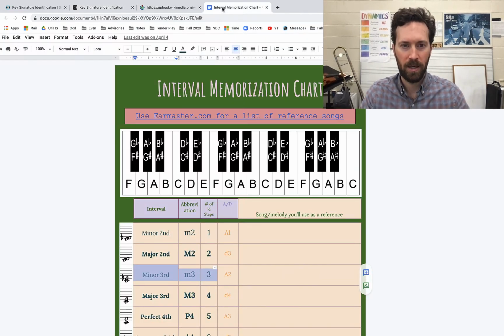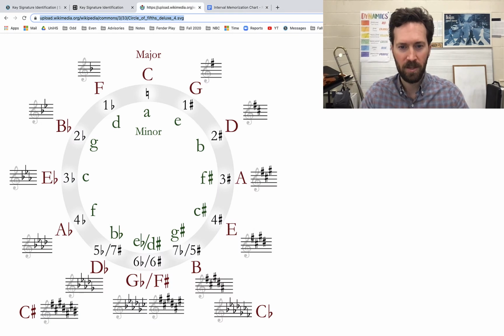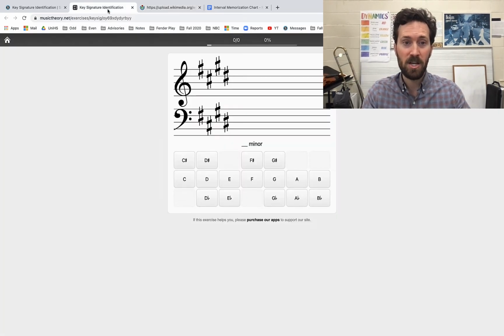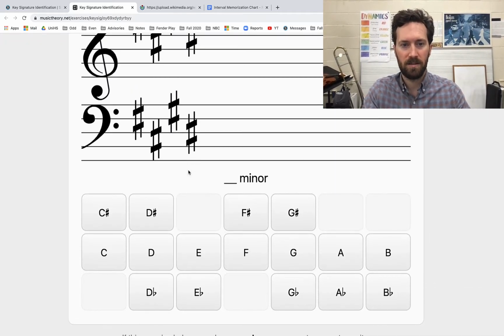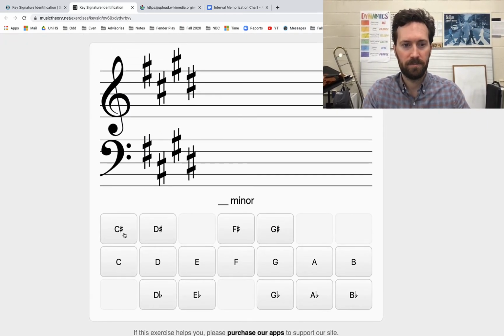So we will look at our circle of fifths. We'll find on the right side our sharps, 4 sharps, key of E. On the outside we have the majors, on the inside we have the minors. So very simply it tells us on the inside circle this is the key signature of C sharp minor. So very easy, you'll select C sharp minor.